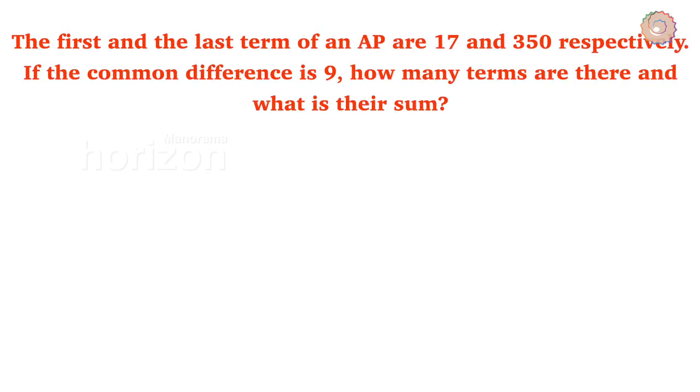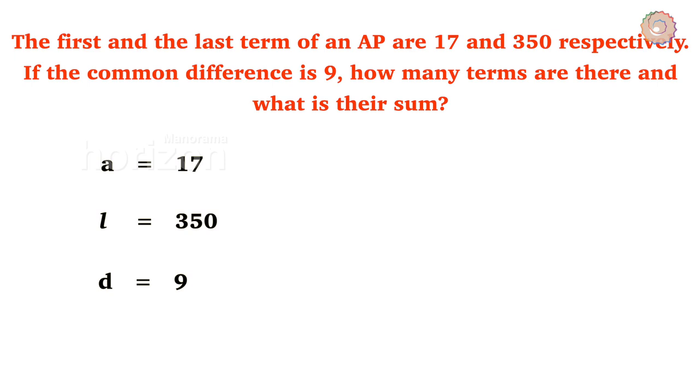Next problem. The first and the last term of an AP are 17 and 350 respectively. If the common difference is 9, how many terms are there and what is their sum? Solution. Given a is equal to 17, the last term L is equal to 350, and d is equal to 9. We need to find the number of terms, that is n, and their sum.